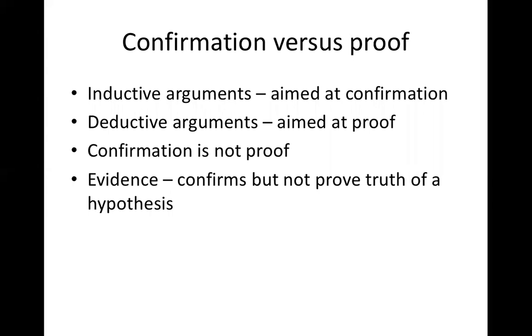Now, if you say all men are mortal, Peter is a man, then Peter is mortal. That argument is a guarantee. It is guaranteed that Peter is mortal because all men are mortal. But if you say 90% of men are honest and Peter is a man, therefore Peter is honest, the conclusion is not a guarantee. So inductive arguments are not guaranteed. They don't provide guarantees of correctness. They are not aimed at proofs. The conclusion is a confirmation, but the conclusion is not proof. It is only the conclusion of a deductive argument that is proof, but the conclusions of inductive arguments are not proofs. Evidence confirms but does not prove the truth of a hypothesis.